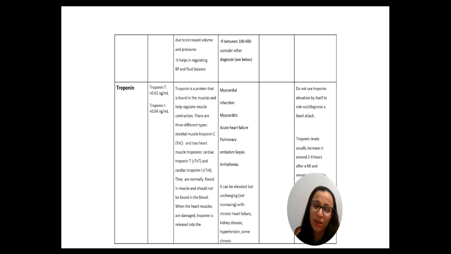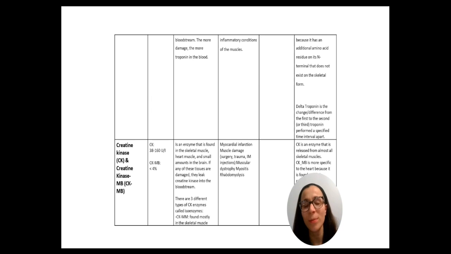So if they're elevated, it usually indicates a cardiac cause like MI, myocardial infarction, myocarditis, acute heart failure. First of all, you should note that you should not use troponin by itself to rule out or make a diagnosis of a heart attack. You need ischemia, etc. When it comes to troponin, it could also be elevated with other things like chronic kidney disease, hypertension, some other chronic diseases.